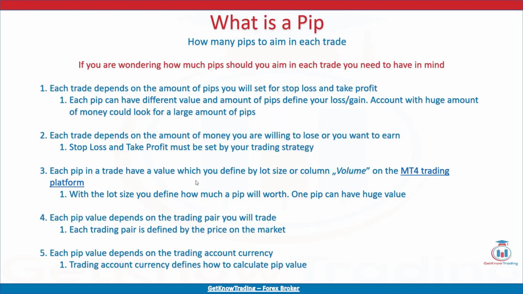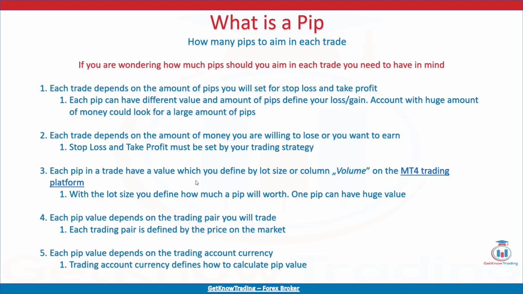So at the end, what is good to know? Each trade depends on the amount of pips you will set for stop loss and take profit. Each pip can have different value, and amount of pips define your loss or gain. Account with huge amount of money could look for a large amount of pips. Each trade depends on the amount of money you are willing to lose or you want to make. Stop loss and take profit must be set by a trading strategy.